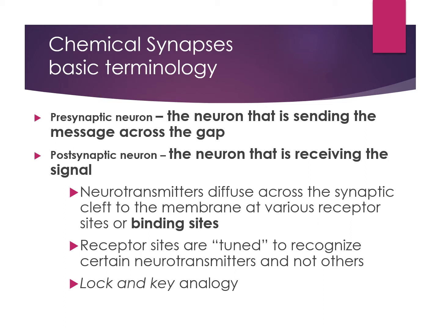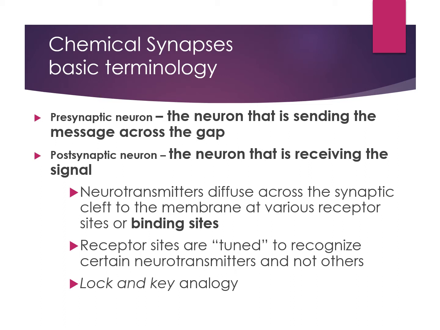So it's really this cycle, so that in the next line of communication, I'm going to be the presynaptic neuron, and the next neurons down the line are going to be the postsynaptic neurons, the ones receiving my signal. So we have those neurotransmitters, those synaptic vesicles fuse onto the membrane. They spill those chemicals, those neurotransmitters, into the synaptic cleft. Those neurotransmitters diffuse across the synaptic cleft to the membrane at various receptor sites or binding sites on the postsynaptic neuron. Again, mostly on those dendrites.